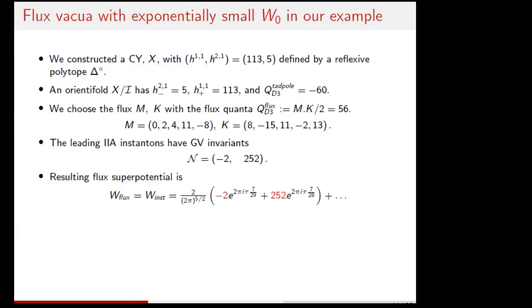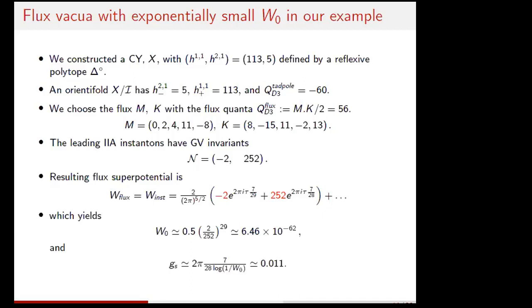And then if you write down the flux superpotential, what you realize is that indeed there is a flat derivative moduli space, and the leading instanton terms in the flux superpotential are arising from the mirror curves with GV invariants -2 and 252. And then you can write down the instanton terms in the flux superpotential, which is given by the formula that I wrote down. If you minimize the flux superpotential, what you get is W0, which is exponentially small. And the string coupling is also quite tiny.